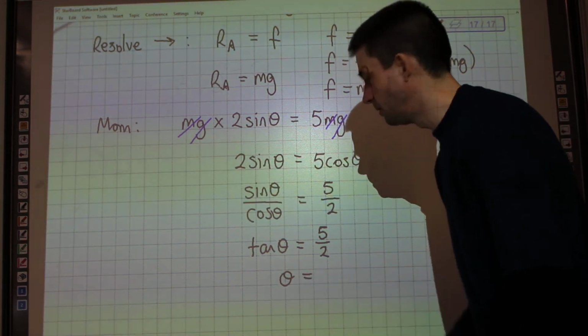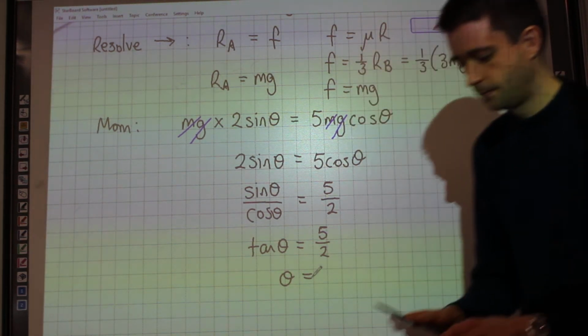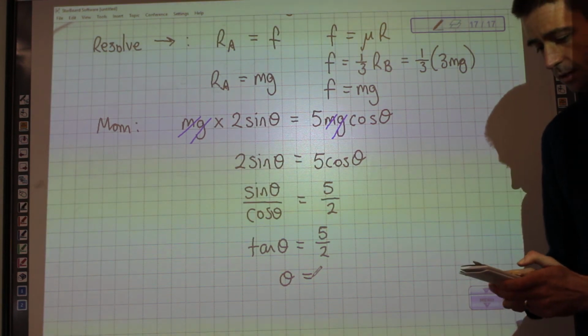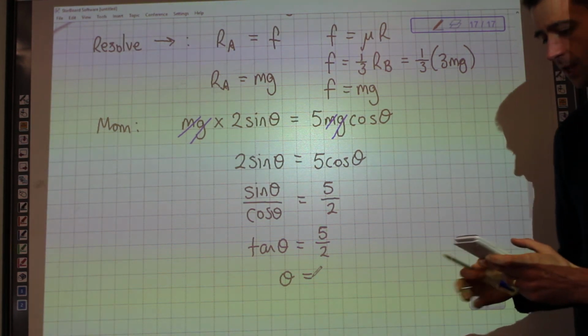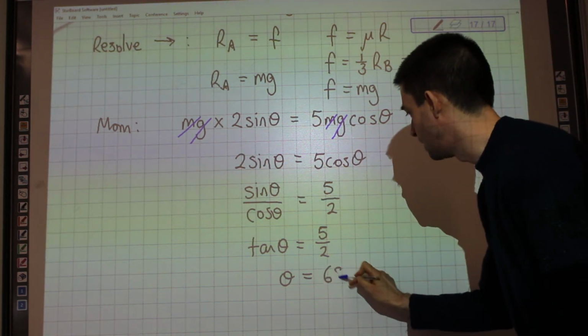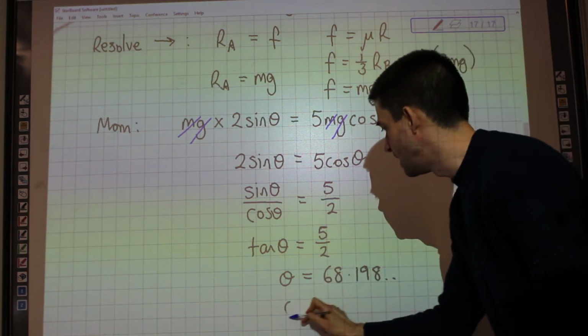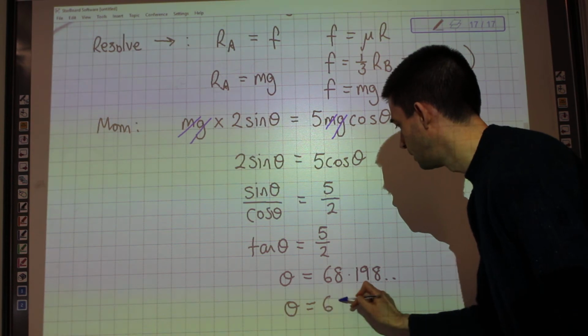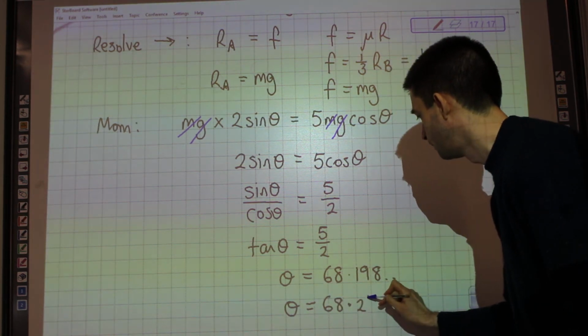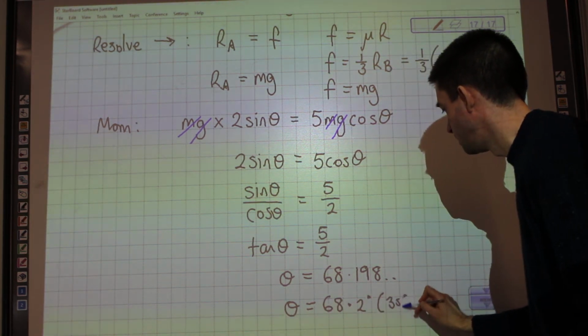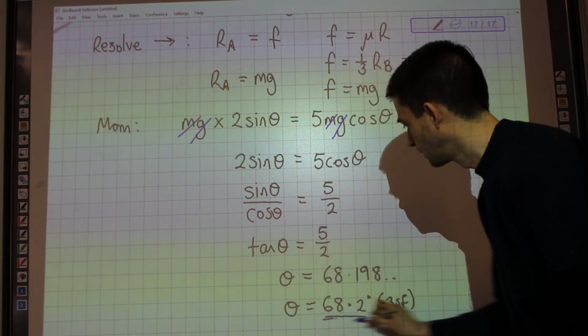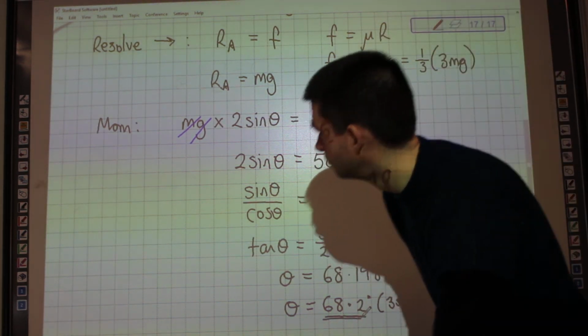So inverse tan 5 over 2 in degrees mode comes out as 68.198. So theta, the angle of inclination, is 68.2 degrees to 3 significant figures.